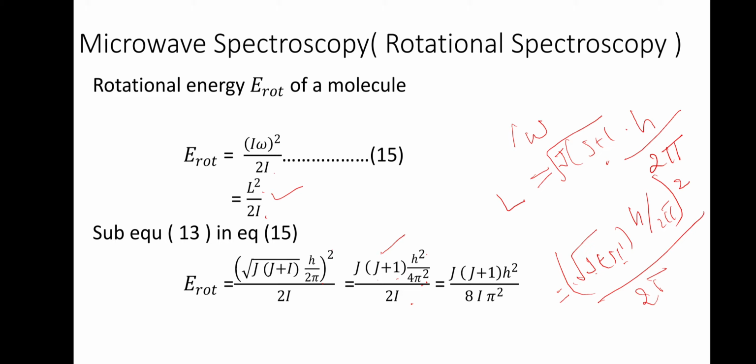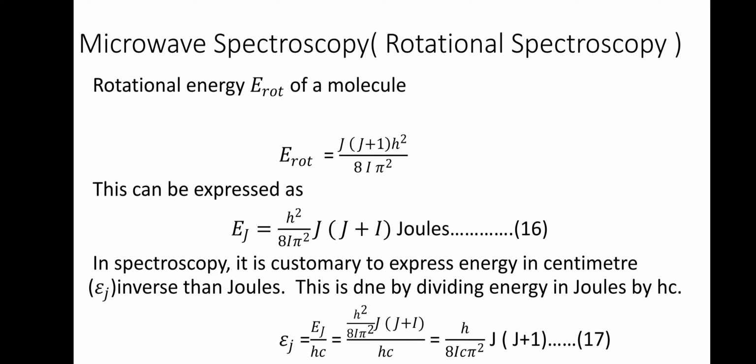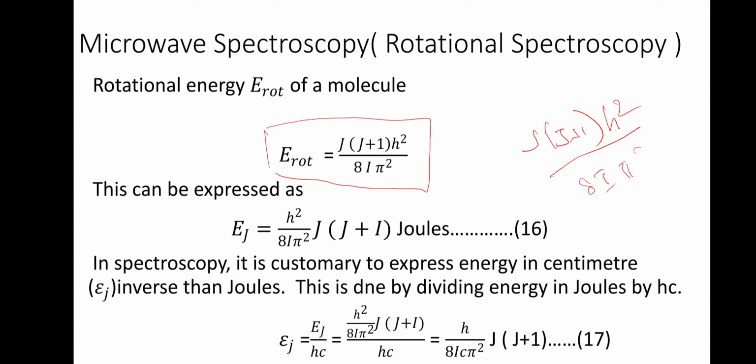When we substitute, this comes below. So 4π squared into 2 comes, it is equal to 8I into pi square. So j into j plus 1 h square divided by 8I into pi square. That is what is the rotational energy. Okay, so what is rotational energy? J into j plus 1 h squared divided by 8I pi square.